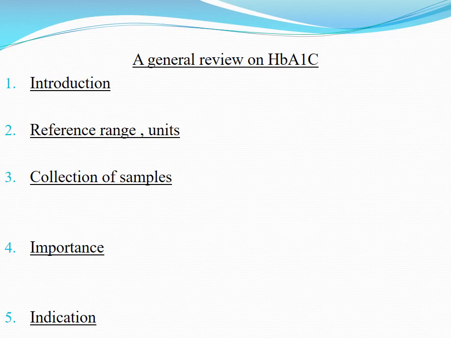What is the reference range and units of HbA1c? It is expressed in percentage. Reference range, as you have already learned in the regulation of blood glucose chapter, has 3 groups. In normal, we have 4 to 5.6. If it is impaired or intolerance group, then it is 5.7 to 6.4, and 6.5 or more is considered to be diabetic, according to ADA and WHO, both.